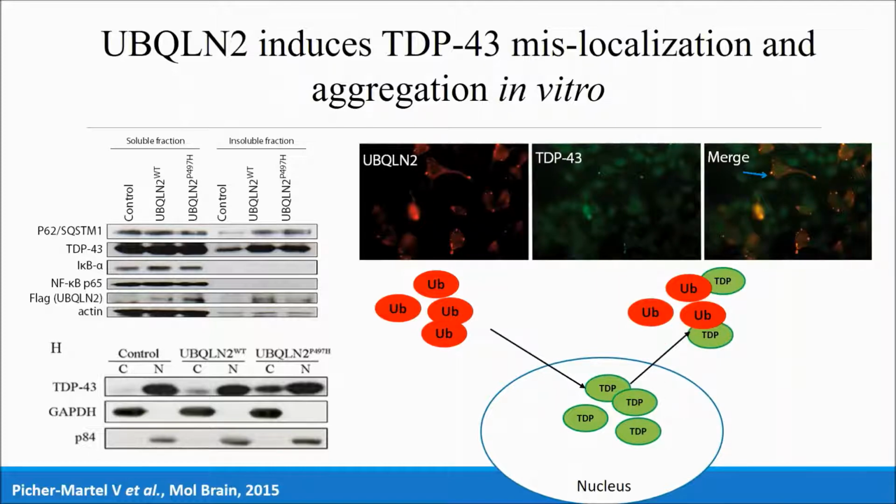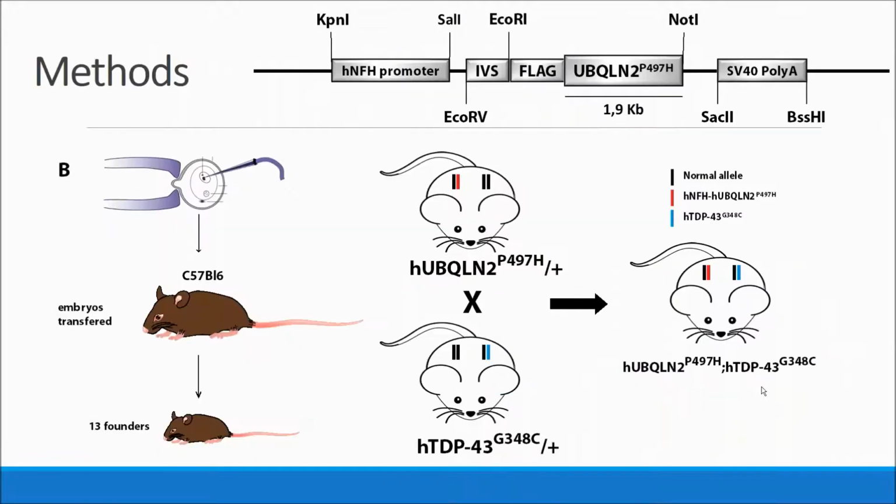In fact, TDP-43 is normally located in the nucleus, like I explained before, but it's creating aggregates in the pathology. So we show that when we overexpress Ubiquilin-2, we induce a strong mislocalization of TDP-43. And we think that these aggregates are toxic for the neurons.